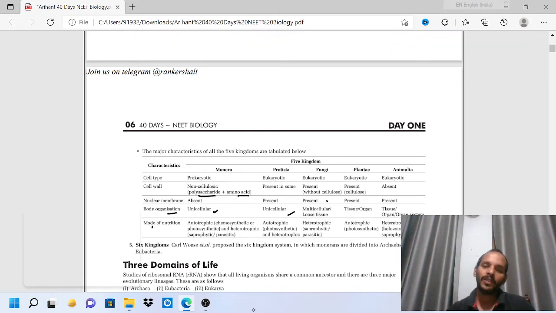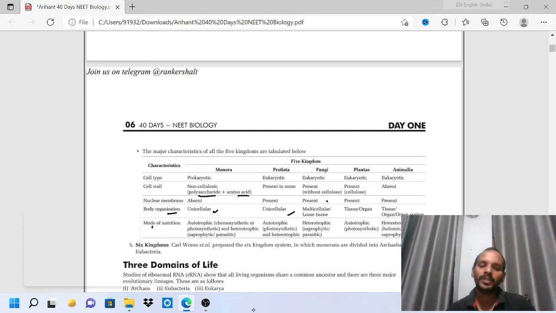Here we can say they differentiate. Monera is prokaryotic unicellular. Protista is eukaryotic unicellular. There are differentiations. Fungi are multicellular, with loose tissue. Plantae are multicellular organisms. All these are multicellular organisms. Mode of nutrition means how they eat the food.